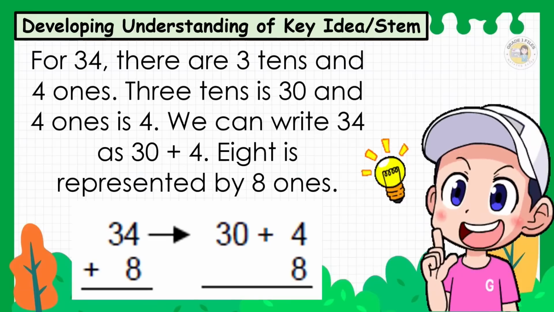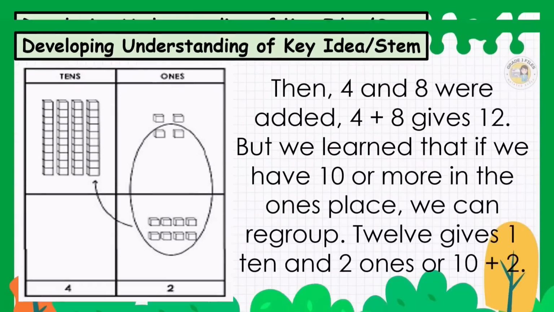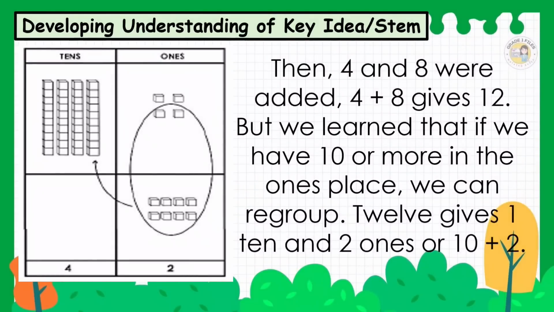For 34, there are 3 tens and 4 ones. 3 tens is 30 and 4 ones is 4. We can write 34 as 30 plus 4. 8 is represented by 8 ones. Then 4 and 8 were added. 4 plus 8 gives 12.